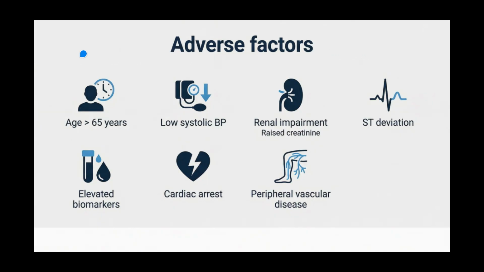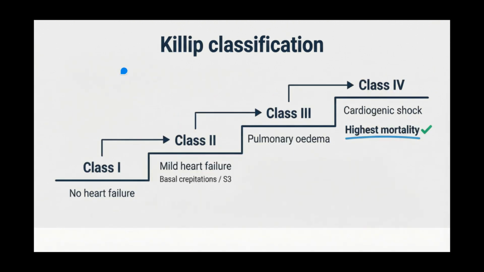Adverse factors include increasing age, particularly over 65 years, low systolic blood pressure, renal impairment with raised creatinine, ST segment deviation, elevated cardiac biomarkers, cardiac arrest on admission, and peripheral vascular disease. Heart failure is a key determinant and is assessed using the Killip classification.